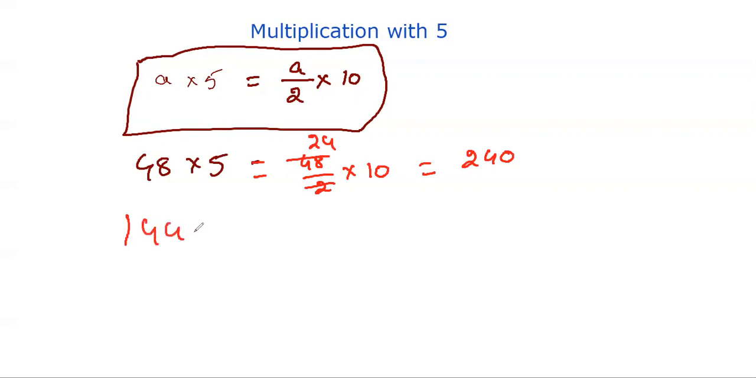For example, 144 into 5 is there. So 144 by 2 into 10. The 2 cancels 72 times. Then the answer is 720.